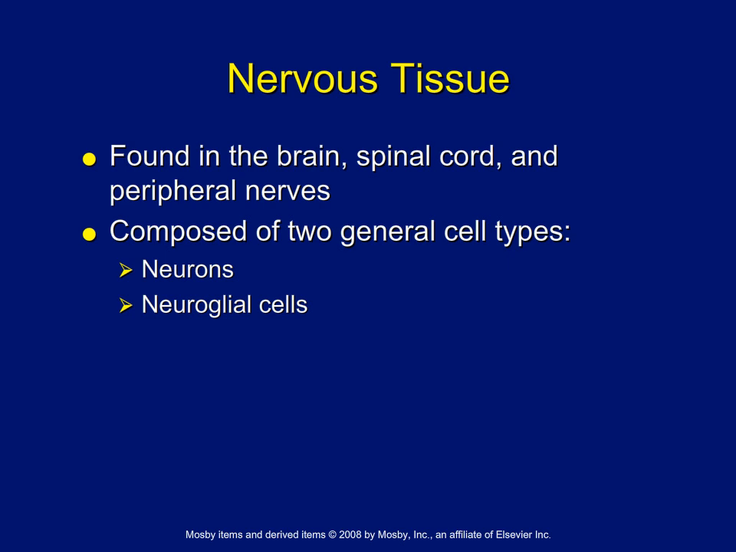Okay, our last major tissue type is nervous tissue. And as you're probably already aware, nervous tissue is found in the brain, spinal cord, and also the peripheral nerves. There's two different cells in nervous tissue, the neurons and also the neuroglial cells. Now the neurons are the cells that generate action potentials or nerve impulses, and the neuroglial cells are there to support or insulate the neurons.